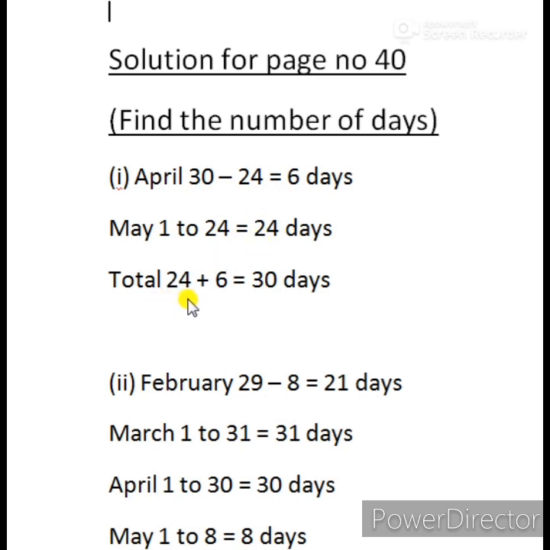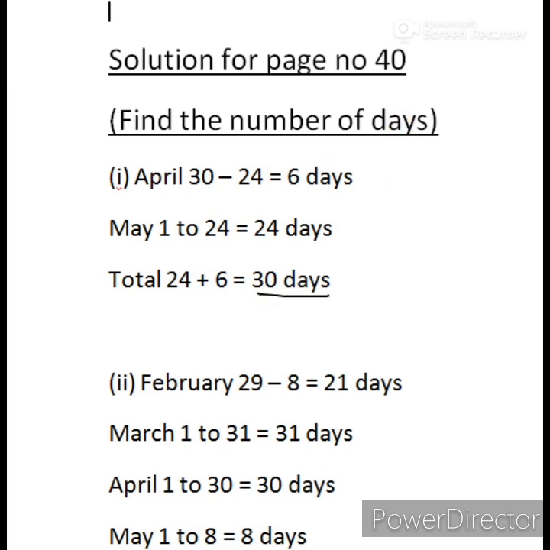So total 6 days in April and 24 days in the May month. So total how many days are in between two dates? 30 days. That means from April 24 to May 24, there are 30 days in between. That number, 30 days, you have to write on that page in the workbook.